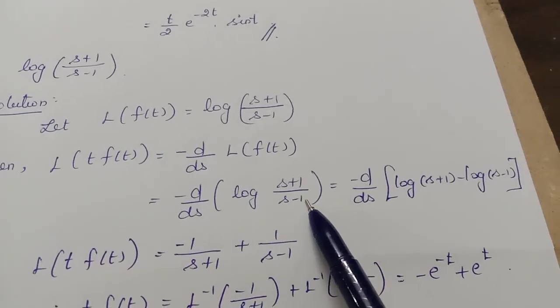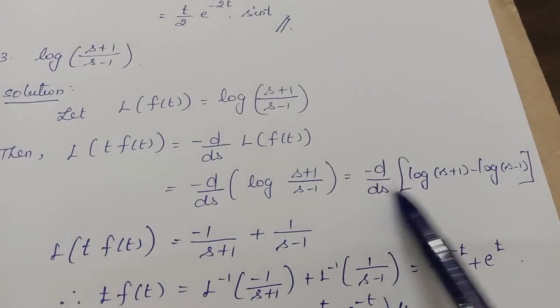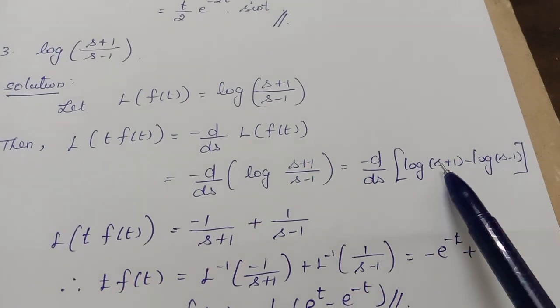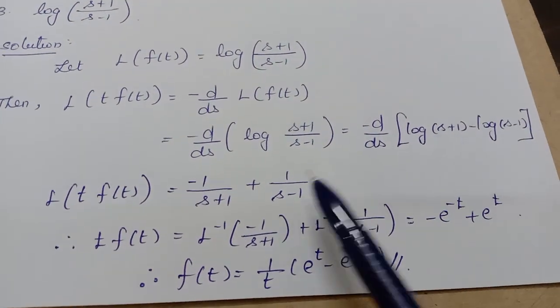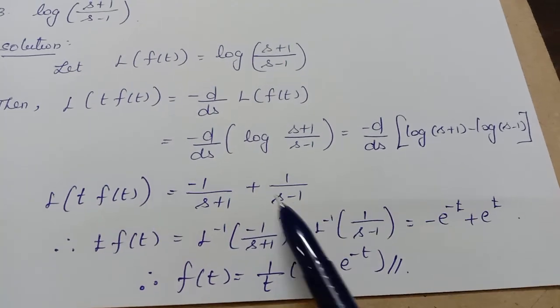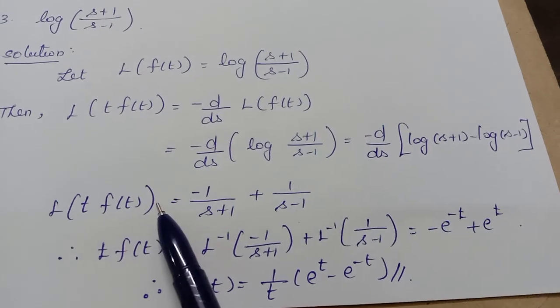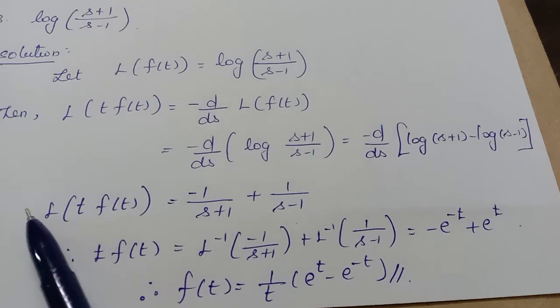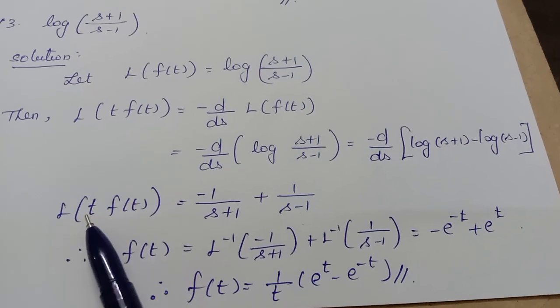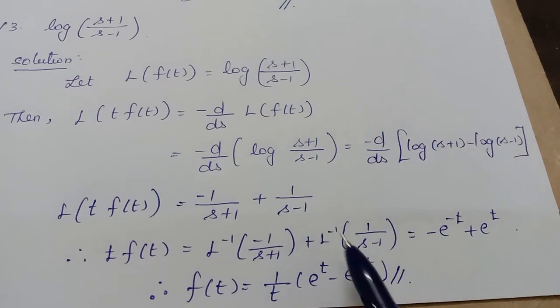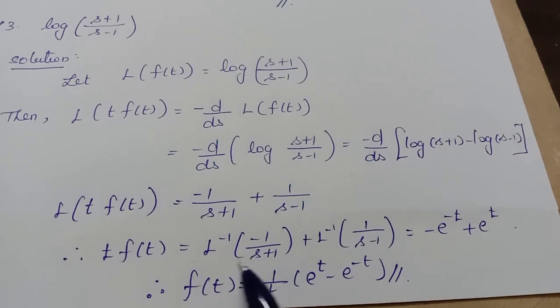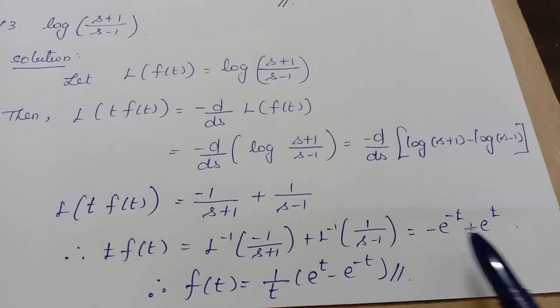Log a by b can be written as log a minus log b. Now you differentiate. What is differentiation of log s plus 1? 1 by s plus 1. Minus differentiation of log s minus 1 is 1 by s minus 1. Okay, so this is my L of t into f of t. So take inverse Laplace transform on both sides. So this will be simply t into f of t equal to L inverse of 1 by s plus 1 plus L inverse of 1 by s minus 1. This is e power minus t and this is e power plus t.